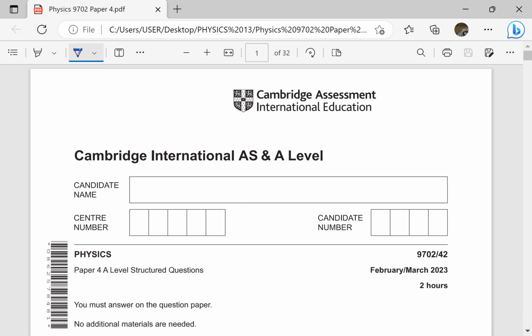Okay, let's start. Cambridge International AS and A-level, candidate name. My name is Ivan Brian, and my African name is this one here. This is where I derive the initials IBM.